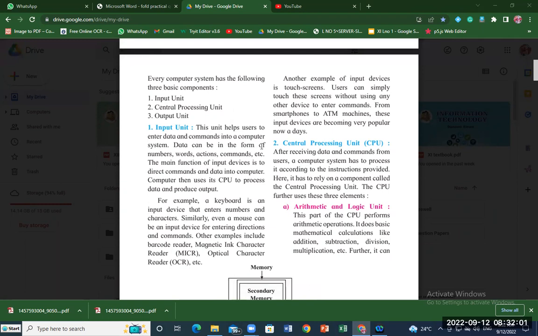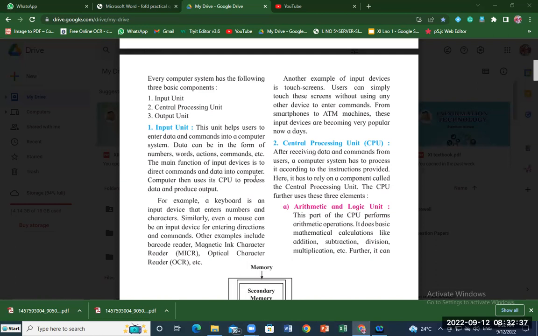How can I enter into the computer? With the help of keyboard and mouse. Data can be in the form of numbers, words, actions, or commands, right? Here also I am giving something. If I am clicking with the mouse, that is also a kind of data being given to the computer, right? So I am giving certain input signals to the computer, stating single click or double click or scrolling. The main function of the input devices is to direct commands and data to a computer.